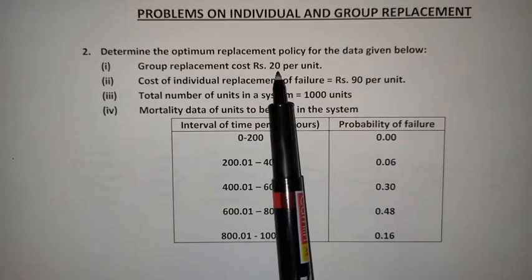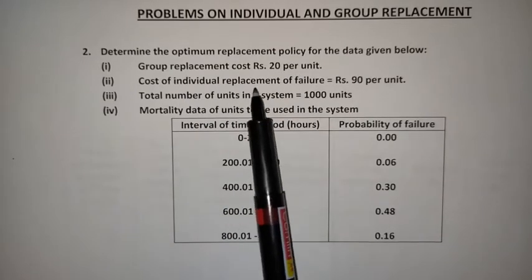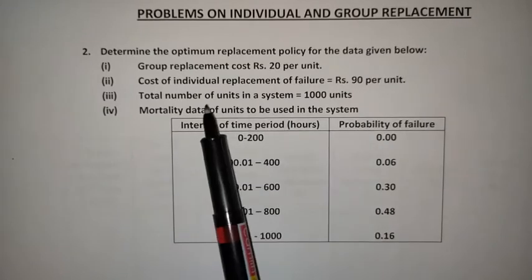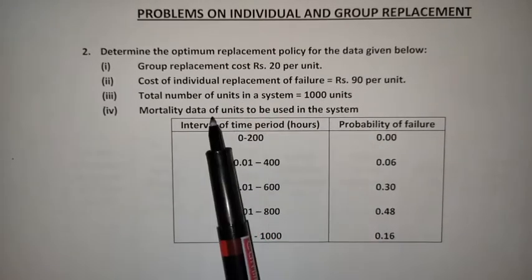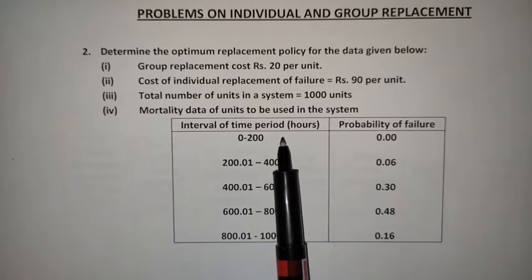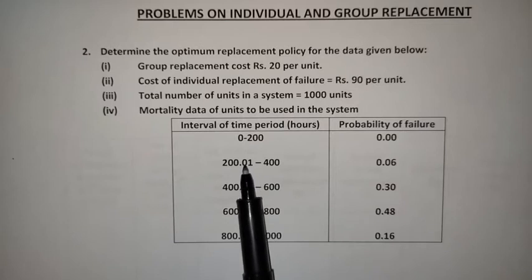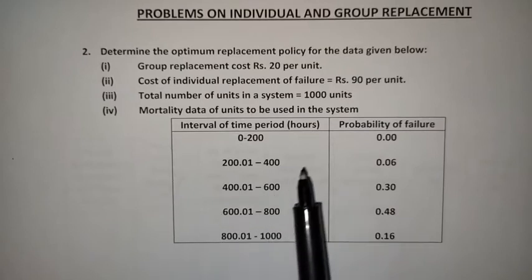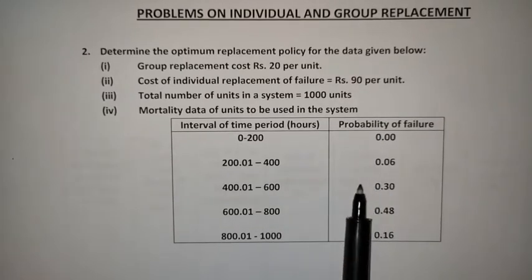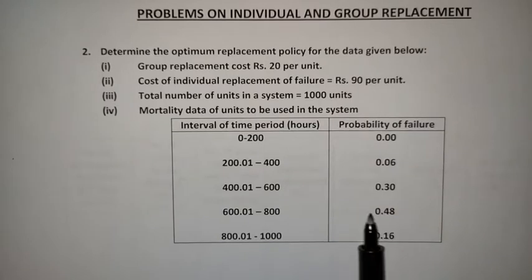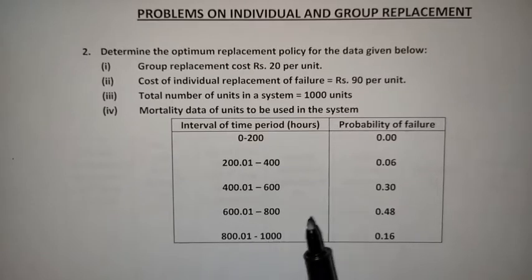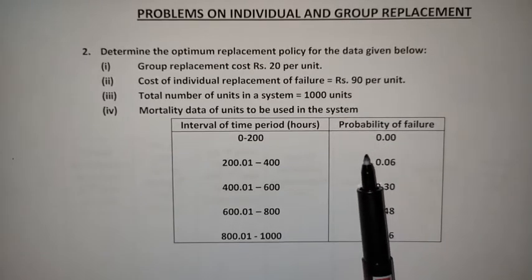So the group replacement cost is 20 rupees per unit and the individual replacement cost is 90 rupees per unit, and the total number of units is 1000, and the mortality data was given. The interval of time period is in hours. In the previous problem it was given in months, and now it is given in hours: 0 to 200 hours, 200 to 400, 400 and like that. In the previous problem the percentage of failing was given, so from that we found the probability of failure, and now here the probability of failure is directly given.